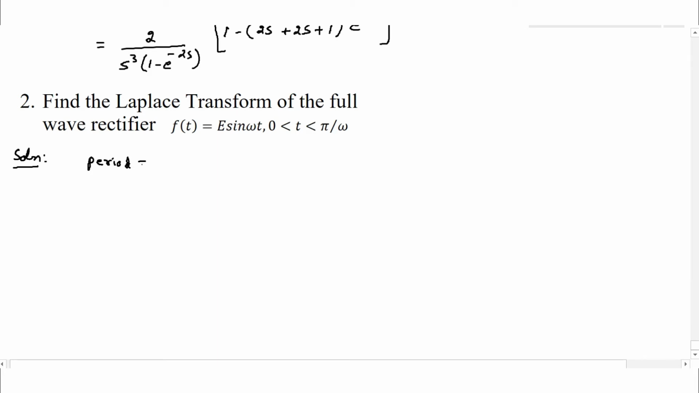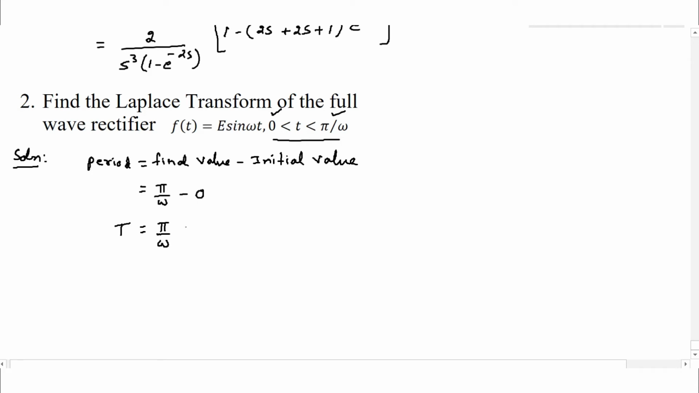if you want to calculate the period, you should always write down the final value minus the initial value. So your final value in this case is pi by omega, minus the initial value, which is 0. Therefore you will get the period equal to pi by omega. So this period is nothing but your capital T value.